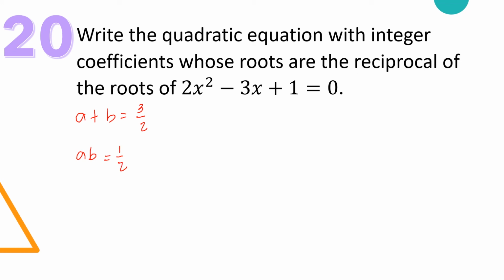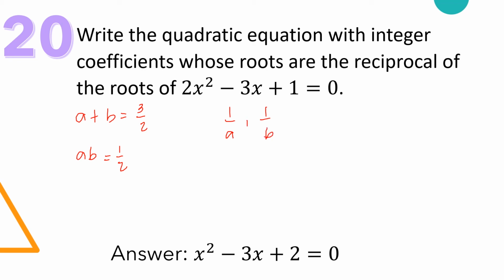If a and b are the roots of the given quadratic equation, then the required quadratic equation will have the roots 1 over a and 1 over b. Also, by applying Vieta's theorem, we get the sum of these two roots. We have 1 over a plus 1 over b is equal to a plus b over ab, and this is equal to, a plus b is 3 halves, ab is 1 half, then this is equal to 3.